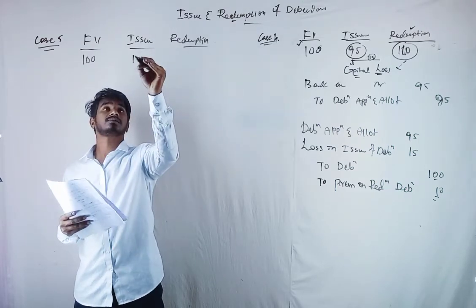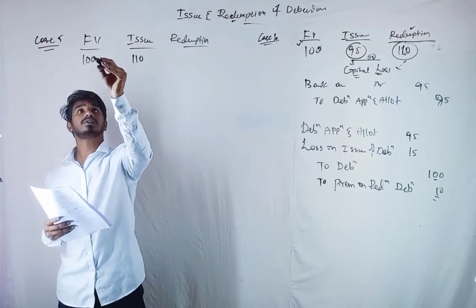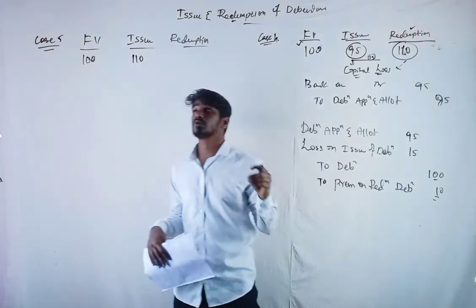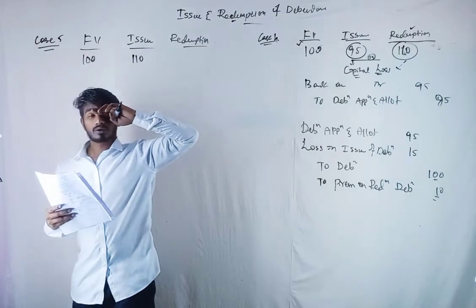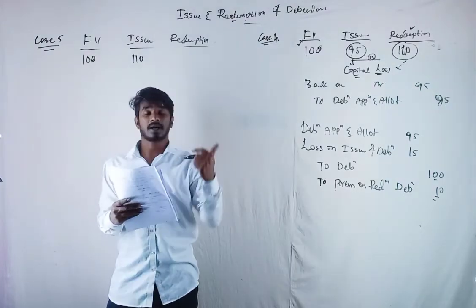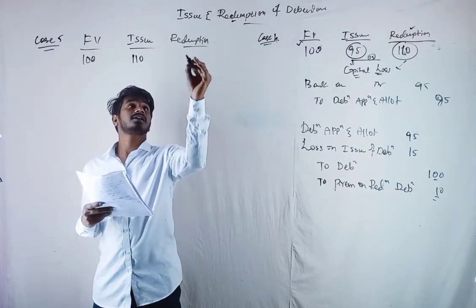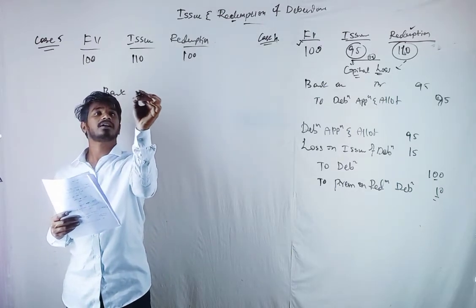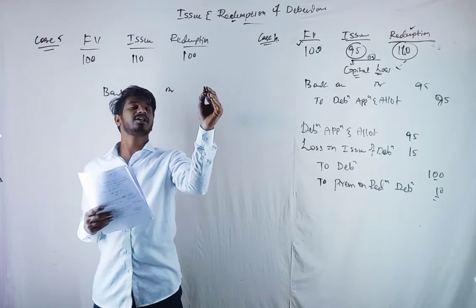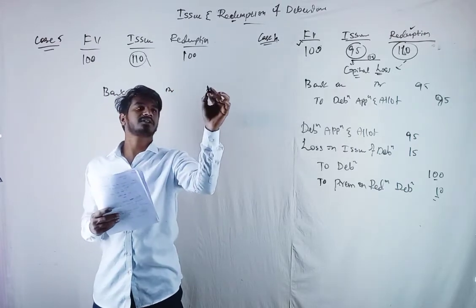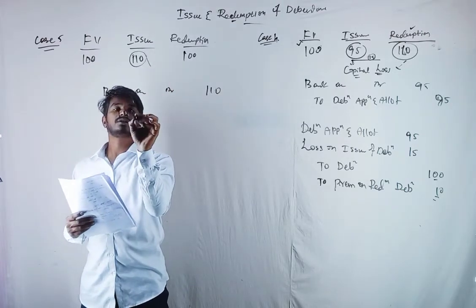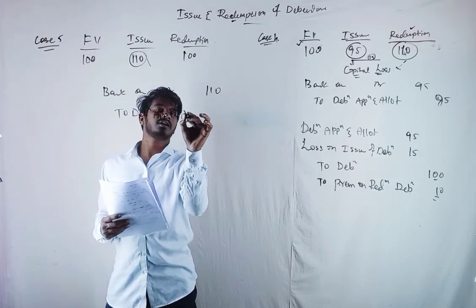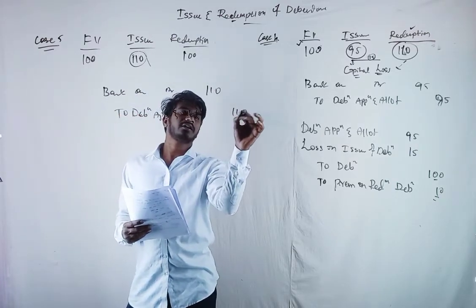Issue price 110. Who can issue at premium? Whose goodwill is there in the market, right? Redemption at 100. Bank account debit. How much will we receive? Issued at 110, 110 we will receive, to debenture application and allotment 110. Is that right?